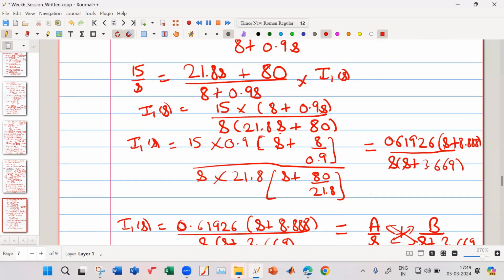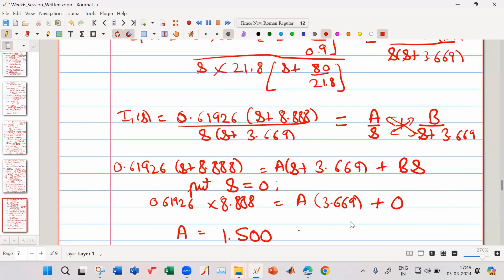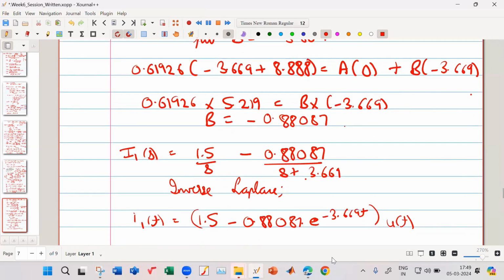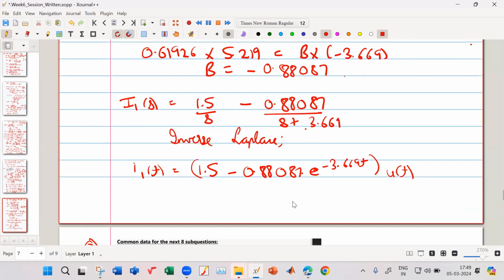Then I prefer this coefficient of S to be unity. So I take it out. Okay. And then I solve I1 of S. After solving I1 of S, I get it of this form. I find the inverse Laplace transform. Similarly, you can do it for I2 of S.